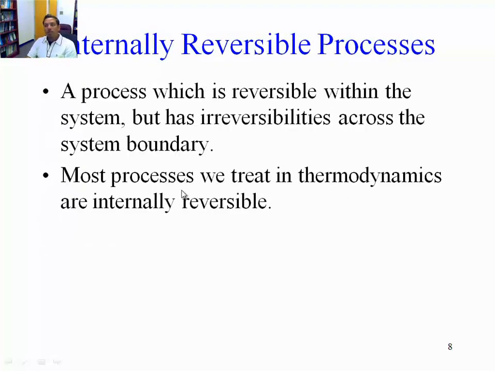Now, there are also internally reversible processes. These are processes that are not totally reversible, but at least the irreversibilities can be confined. This is a process which is reversible within the system, but the irreversibilities can be confined to the boundaries of the system. That means that you can say, well, the process internally occurs reversibly, and everything that is lost and everything that cannot be accounted for, all the hystereses, all the dissipation, can be accounted for through the boundary.